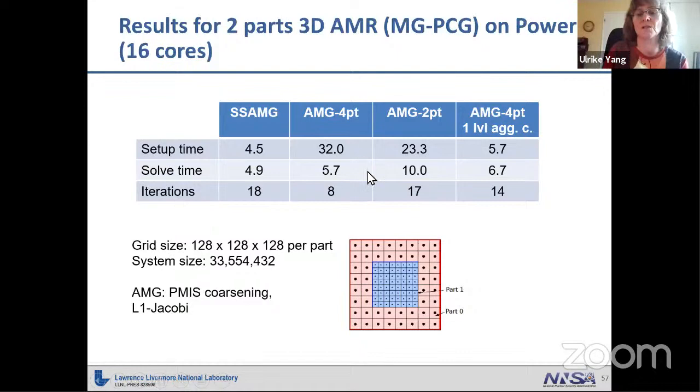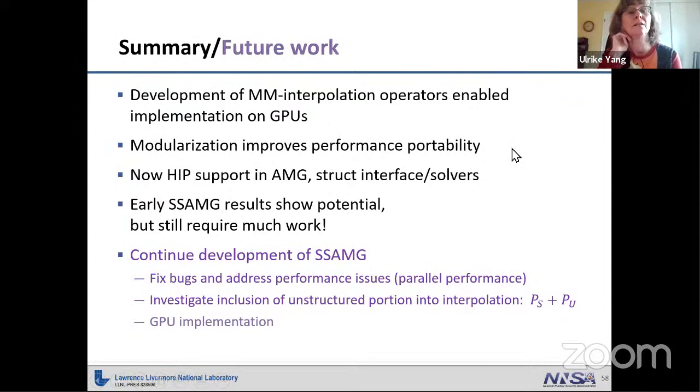This is pretty much it. So I'm at the end here. So to kind of just summarize, the first part is essentially what really helped us to implement the unstructured BoomerAMG on GPUs was the development of these interpolation operators based on matrix-matrix multiplication and using the modularization, which really helps us for performance portability, also for the new machines coming up, different types of GPUs.